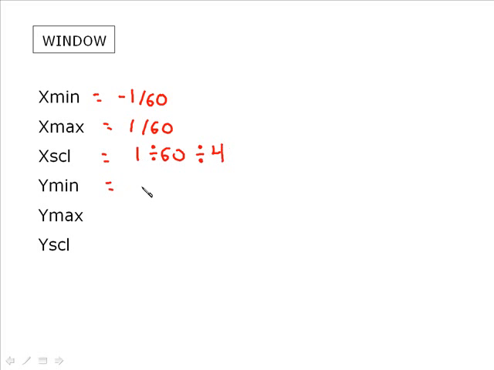The y minimum, because we're going from 155 up and down, we better give ourselves some space. So I'm going to go -170, and then I'll go +170 for the y max. And then the y scale, well, that's a little tougher to know. I'm going to just set it up at 10.